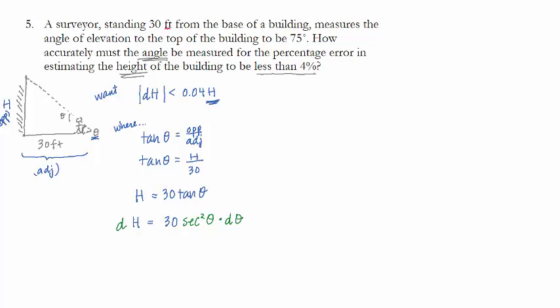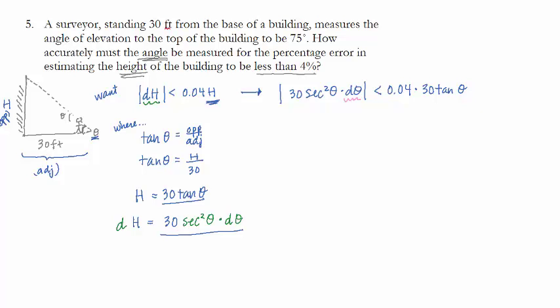Well, now that we know these pieces, we have a dh formula and an h formula, we can rewrite our tolerance statement to say that the absolute value of the change dh, which is 30 secant squared theta times d theta, must be less than 4%, 0.04, of the height statement, where we decided that height was 30 tangent of theta. So now we just need to solve for d theta. That's the thing we would like to know, how accurately we need to measure theta.